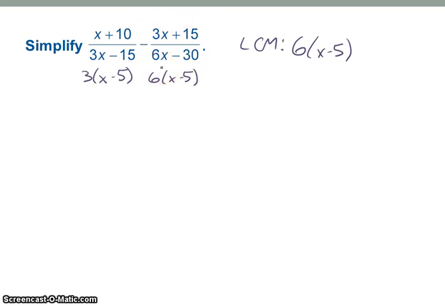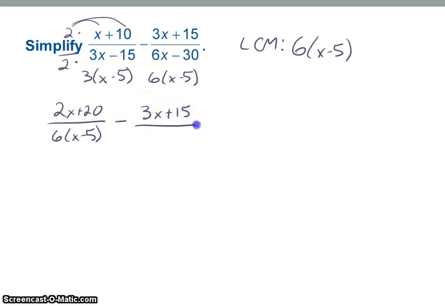Occasionally I will have to multiply by both. We'll look at an example like that in class. But for this one, I see I'm missing a 2, because 2 times 3 will get me to that 6, so I'm going to multiply my numerator and denominator by 2. Make sure you distribute. So I've got 2x plus 20 over 6 times x minus 5 minus 3x plus 15 over 6 times x minus 5.